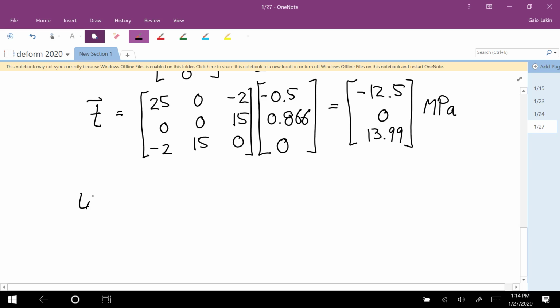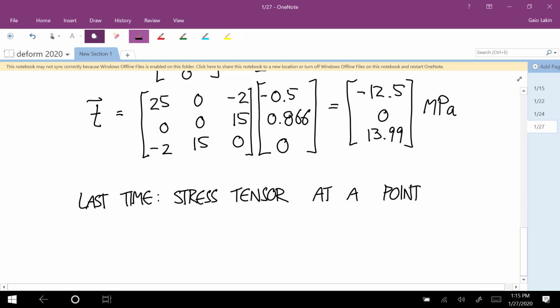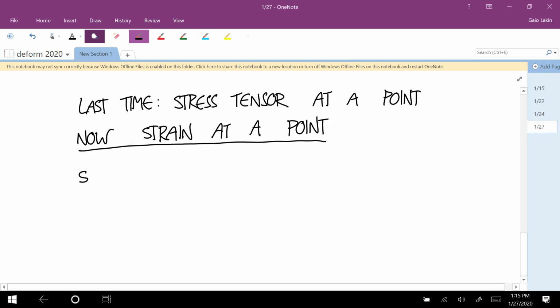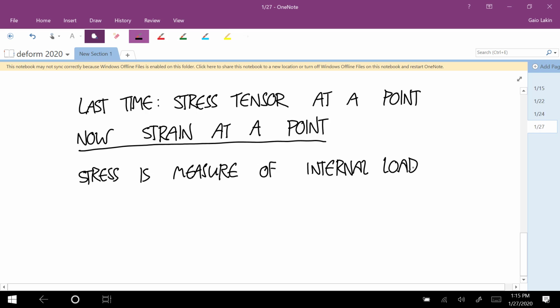So last time we got into this stuff, the stress tensor. And with this and with strain, it's important to remember that even though these look like big things, lots of numbers and stuff, they just represent a single material point. So now we're going to deal with the strain at a point. So remember that stress is a measure of internal loading at a point.